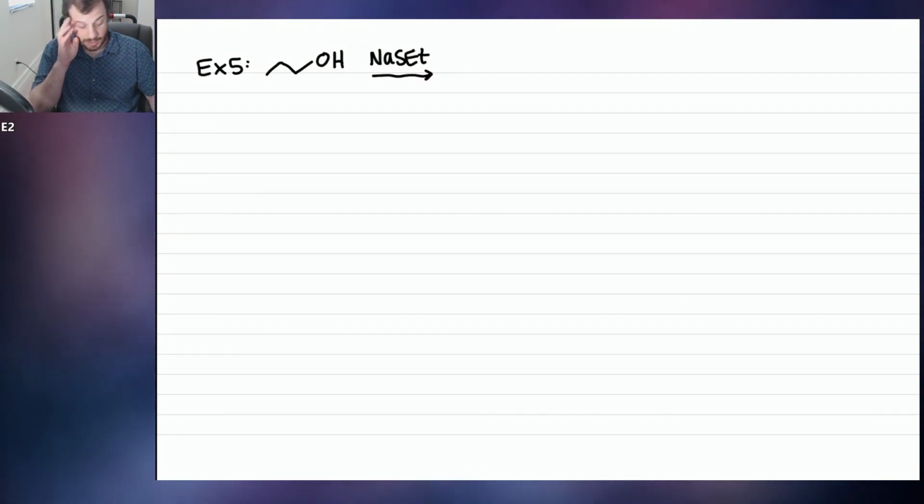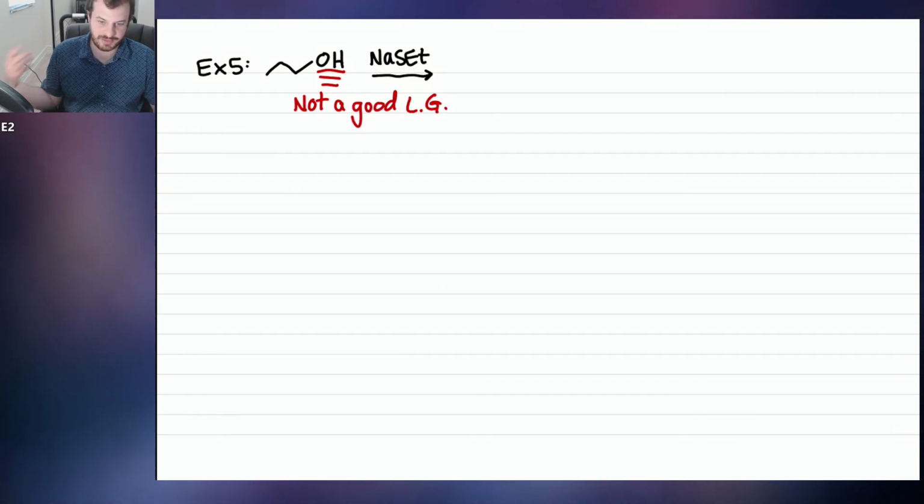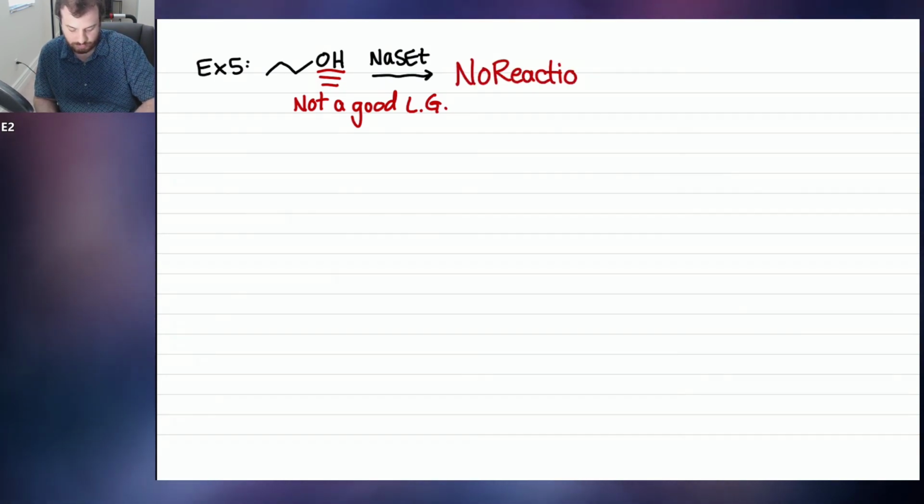All right, let's take a look at example 5. All right, first order of business, check for a good leaving group. Uh-oh. Not a good leaving group. Don't fall for my trick. OH is not a good leaving group, so that means no SN2 or E2. There's no reaction. Need a good leaving group for SN2 or E2.